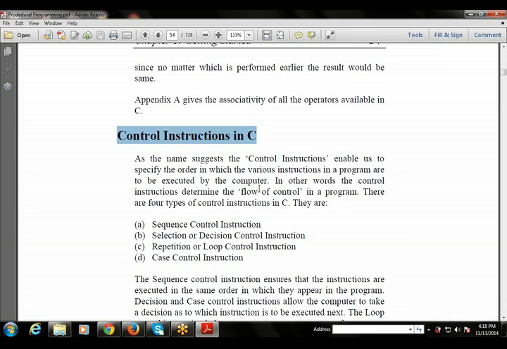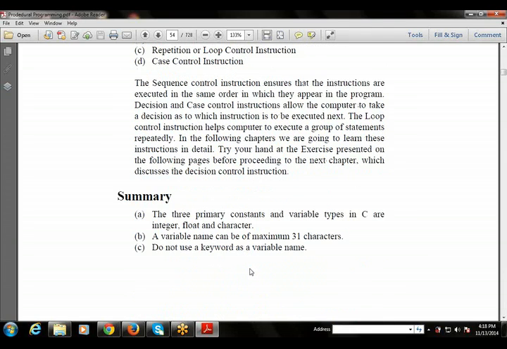In the first one, whenever we use the sequence, we maintain the sequence line by line. In decision control structure, the C program depends on the decision, that means it depends on the condition, whether if this happened, then print the output. Then loop control statement: whenever there is a requirement for a repetitive task many times, the same task can be repeated many times by the loop control instruction. Then case control instruction is used by the switch case.